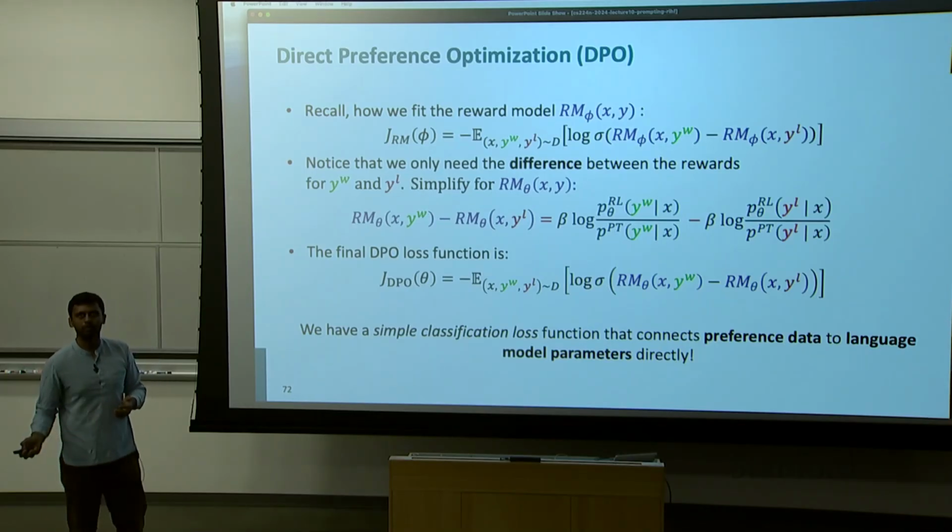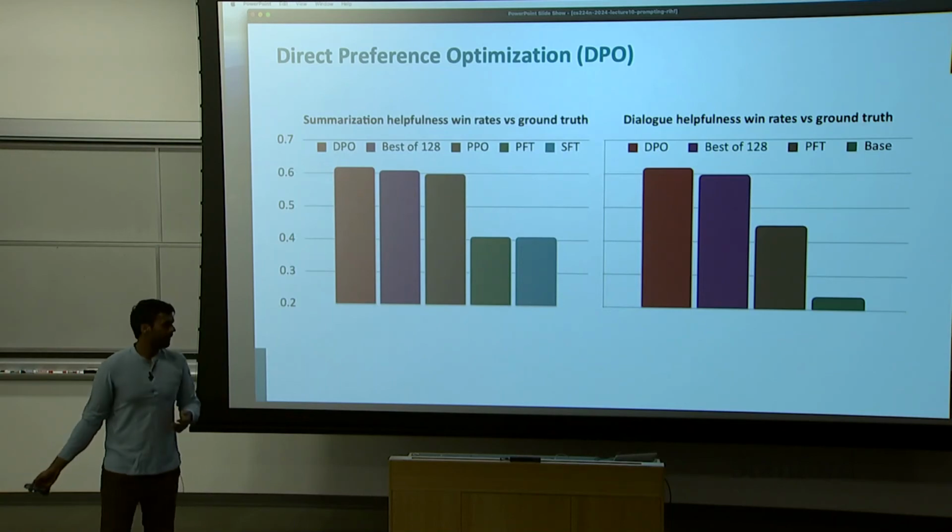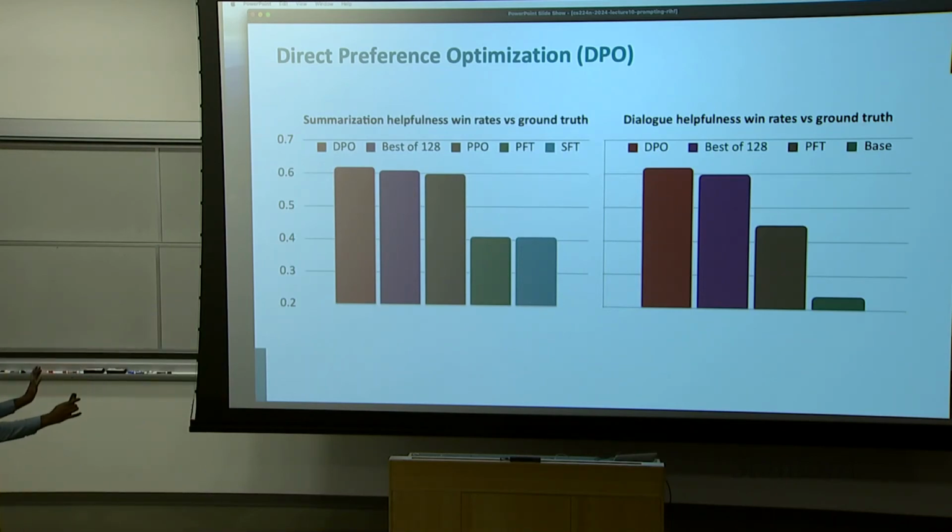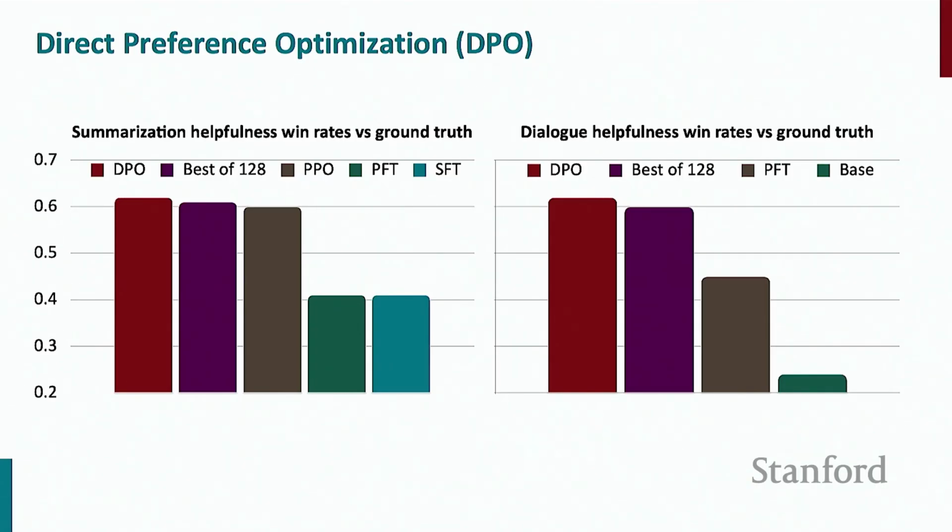Cool. I'll move on in the interest of time. The goal of this plot is to show that we actually get fairly performant models when we optimize things with DPO.